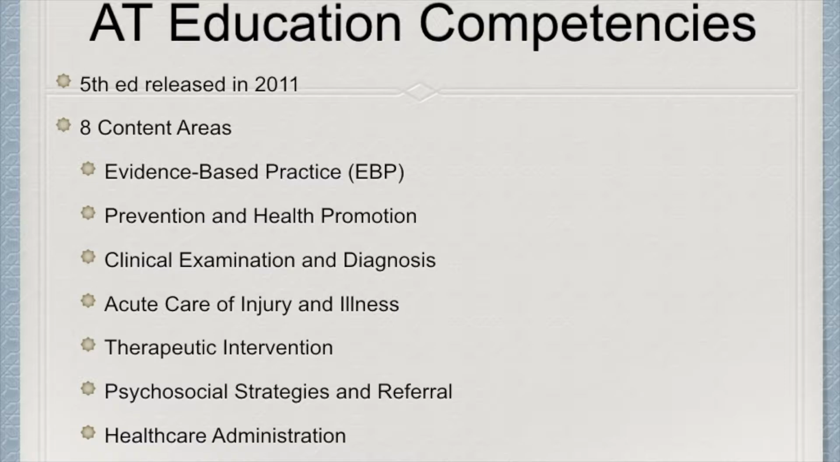In the 4th edition, there were 12 content areas. Now we have 8 content areas. And in the 8 content areas, these are the areas that athletic training students, by the time they complete their academic program, again, should master.